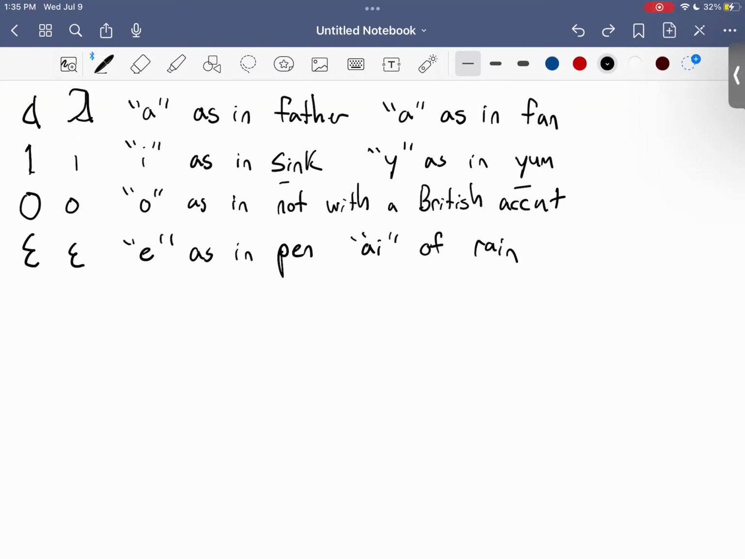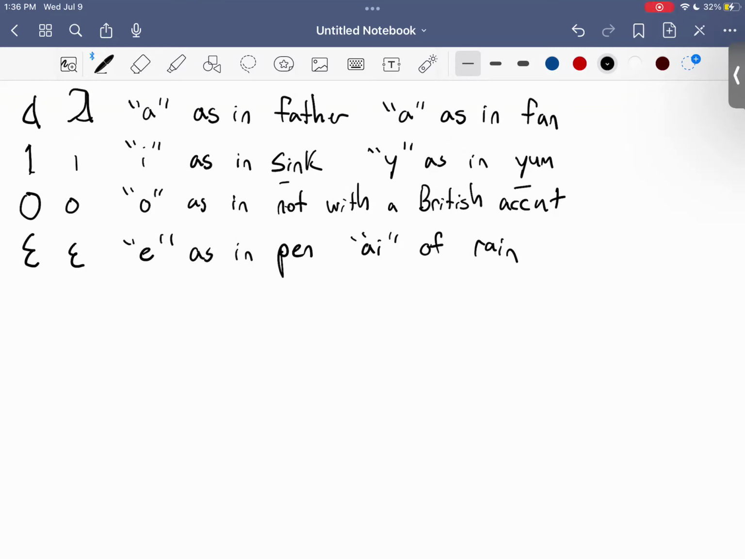A as in father, I as in sink, Y as in yum at times, O as in the British accent of the word not. So O like that, and E as in pen, sometimes A as in rain.